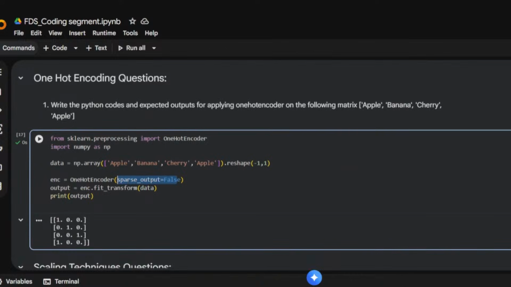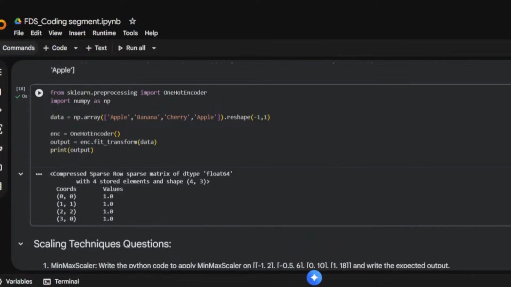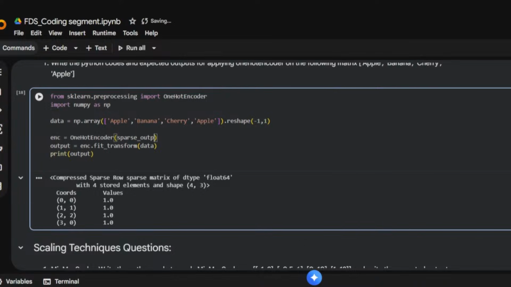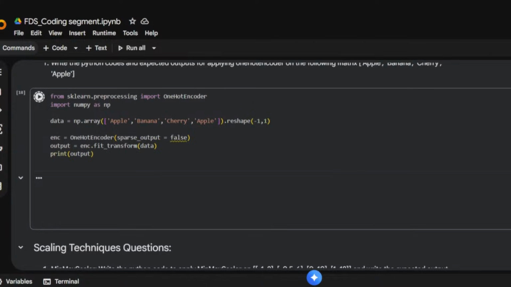Now let's say I'm removing this. You can see the output change. You just get a compressed sparse row matrix with your float type. But since you want a perfect matrix and you need to be able to ensure that you're getting what you wanted out of it, we'll put sparse output is equal to false. Now you'll get the particular encoded values.